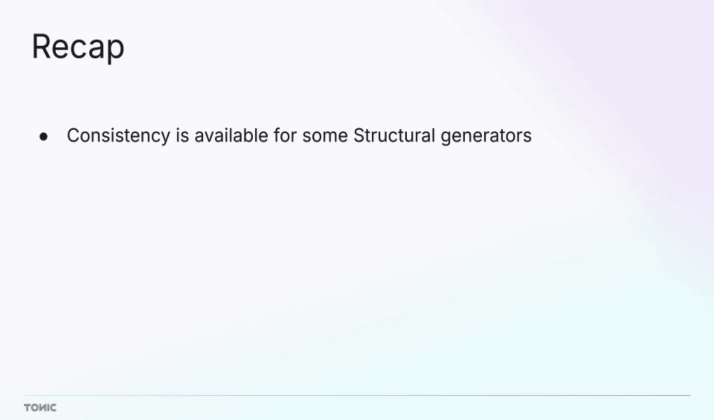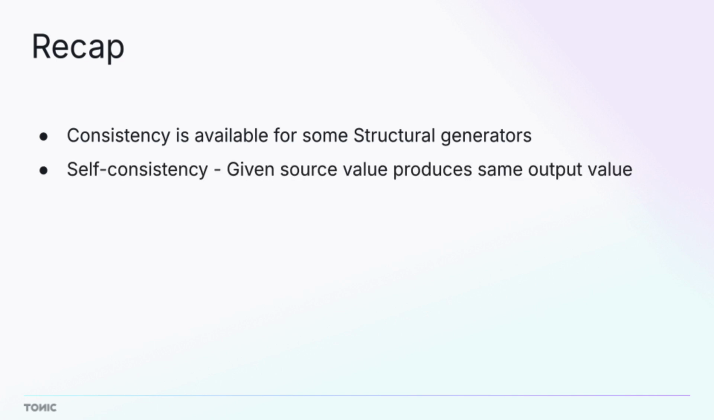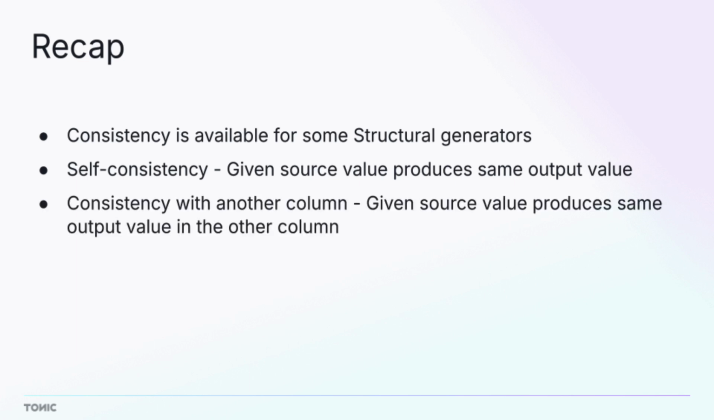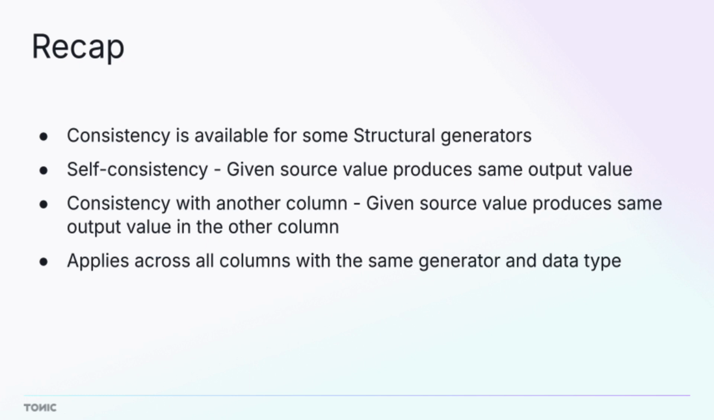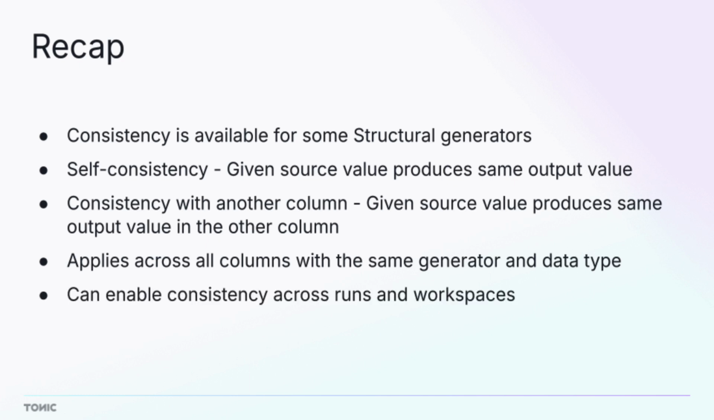To recap, consistency is an option that is available for some structural generators. Self-consistency means that a given source value produces the same destination value. Consistency with another column means that a given value in the other column produces the same destination value in the configured column. Consistency applies across all columns that have the same generator and data type. You can configure structural, as well as individual workspaces, to enable consistency across data generation runs and databases.